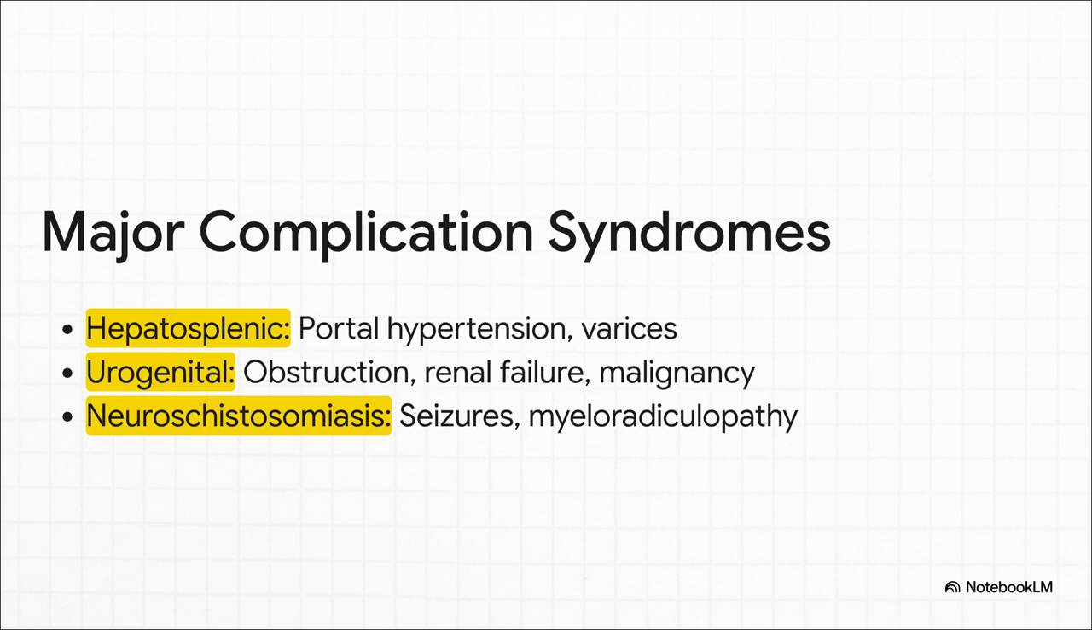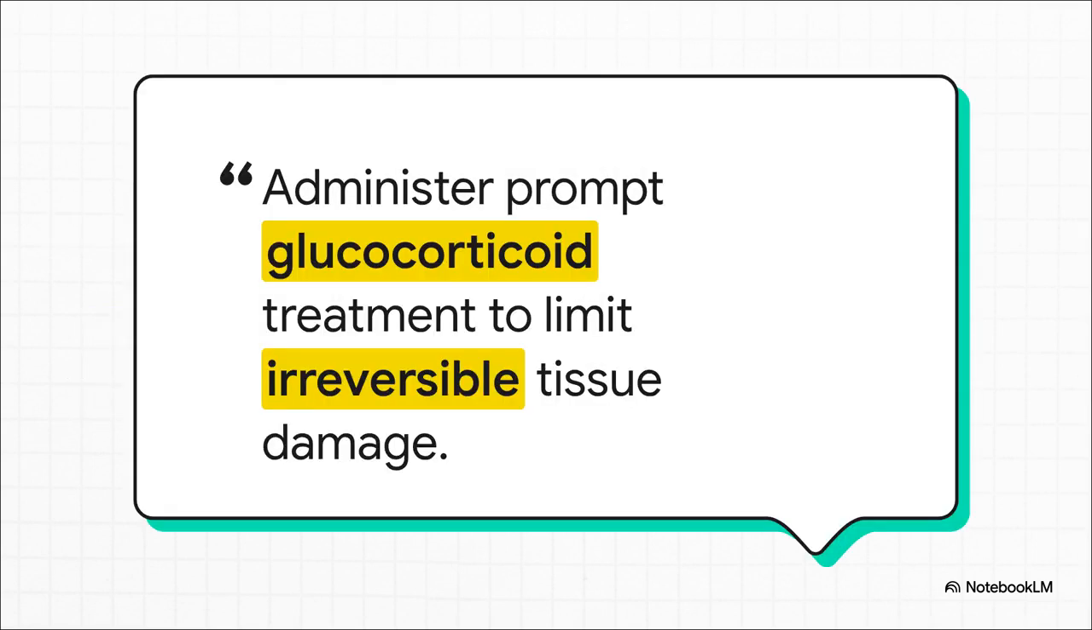They can lodge in the liver and spleen, causing portal hypertension. They can mess up the urogenital tract, leading to renal failure. And the one you really, really have to worry about is when they get to the central nervous system, causing seizures or spinal cord problems. That's neuroschistosomiasis.